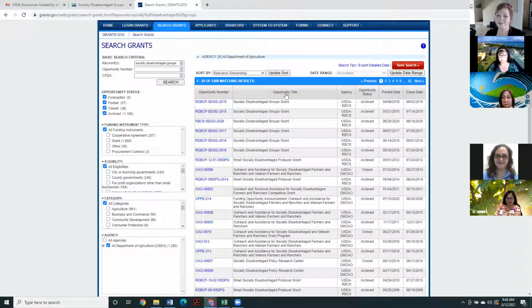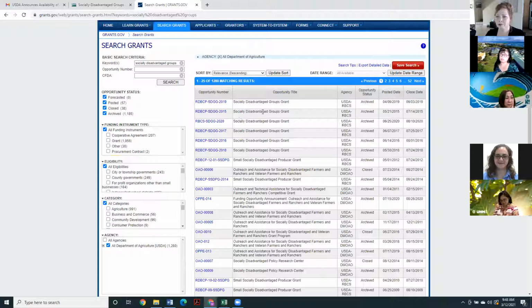So here they are, they showed up. I have socially disadvantaged groups grants. And so why is this important? Why might you want to see the history of when these are offered? So you can predict when it's going to come around again. Yes, exactly. So that's why I'm going to look at the closed and archived grants.